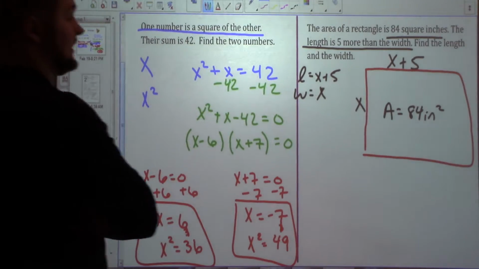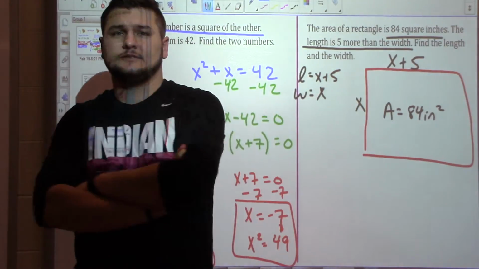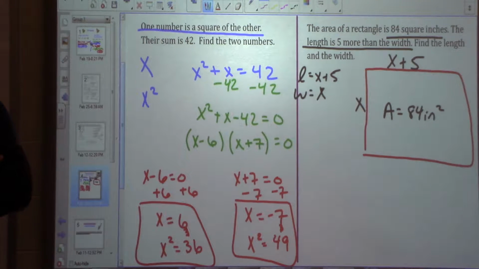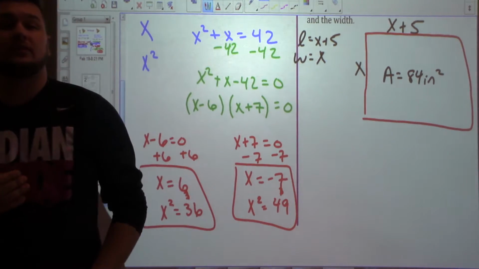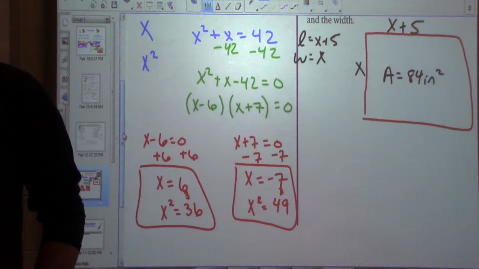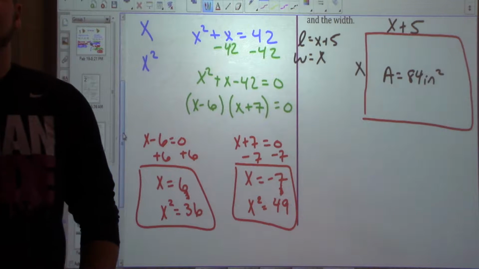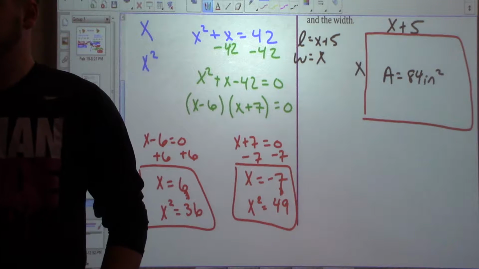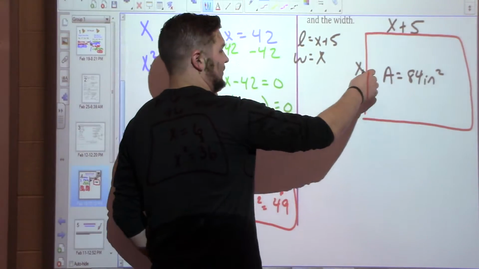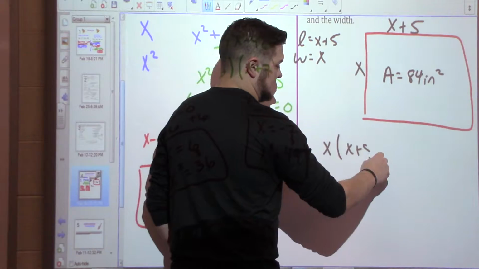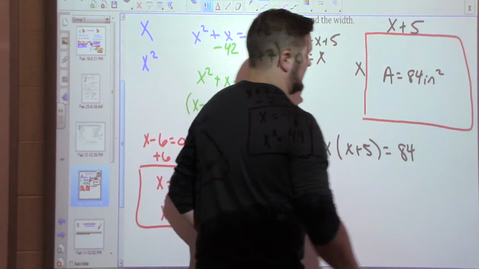So now I want to find the length and the width. So I want to solve for x and x plus 5. I think I'm going to be able to solve for x. Now what's that one piece of information we haven't used yet? 84. Right? The area equals 84. I know the area, but I need to use the formula. What's the area of a rectangle formula, Q? Thank you, Quentin. Length times width. So my width x times my length, x plus 5, equals 84.